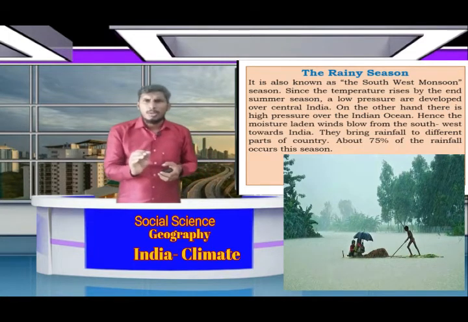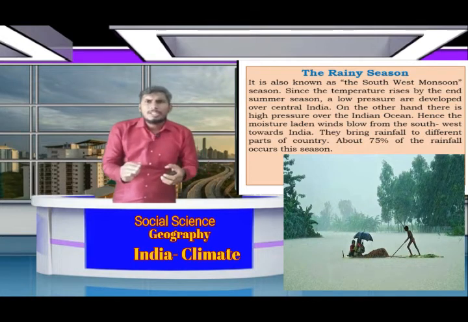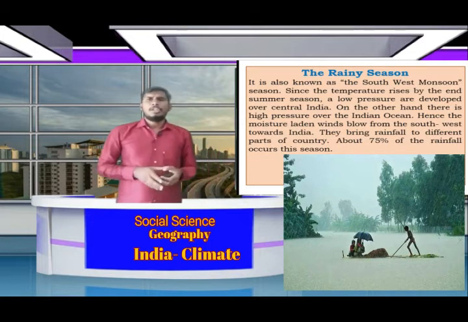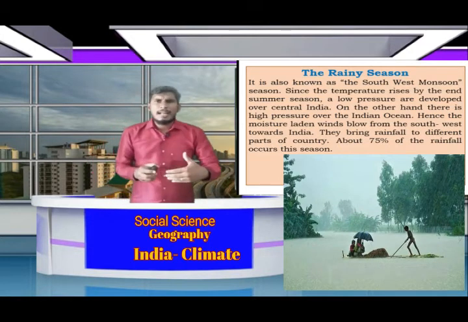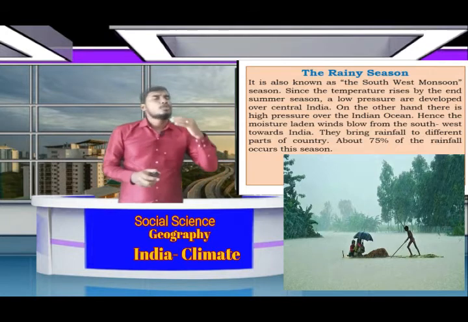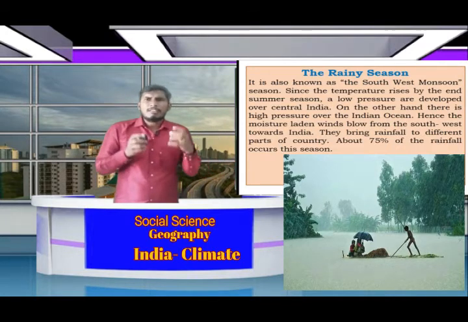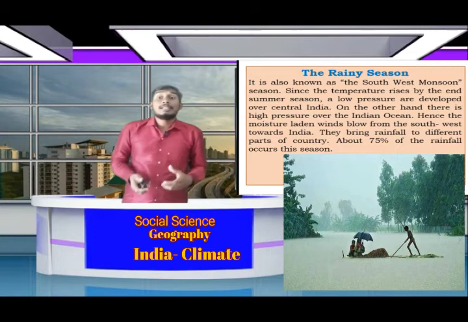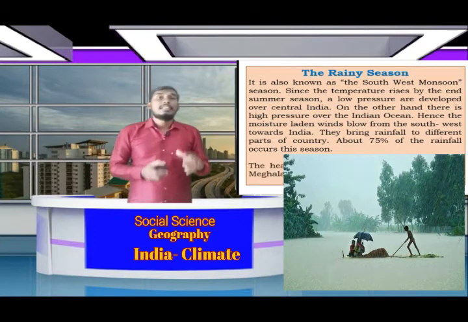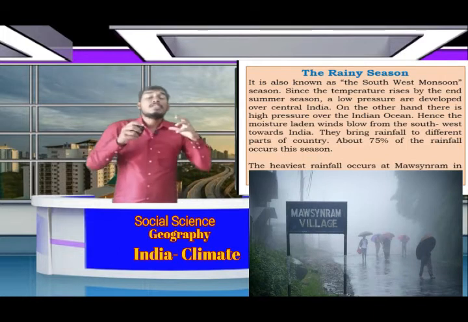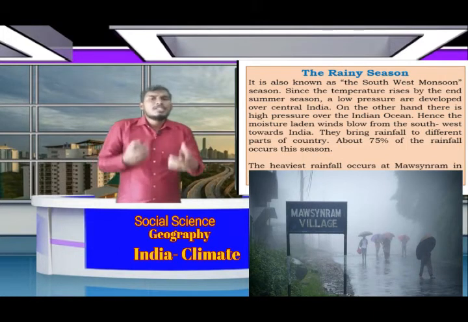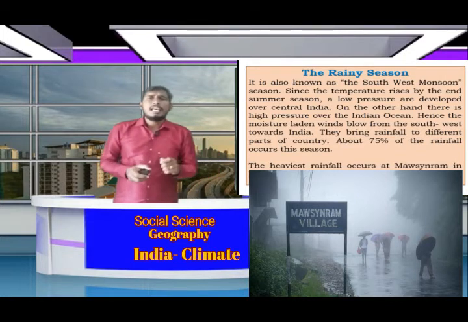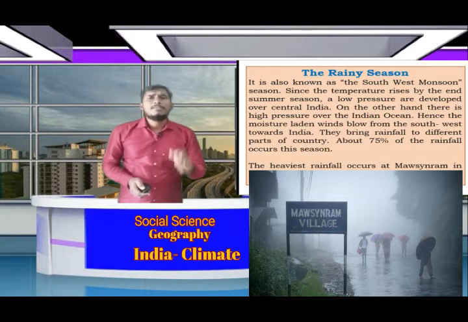There is a low pressure developed in central India and a high pressure in the Indian Ocean. Hence, the moisture-laden winds blow from the southwest towards India and they bring rainfall to different parts of our country. About 75% of rainfall occurs in this season. The heaviest rainfall occurs at Mawsynram in Meghalaya, the place which has the highest rainfall.